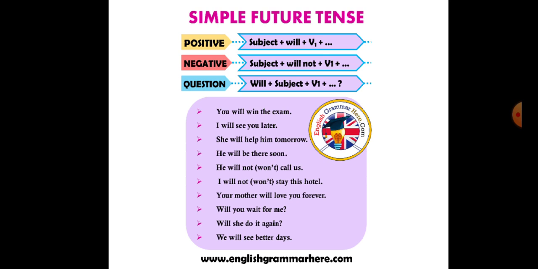The positive structure is subject plus will plus V1. V1 means the present form of the verb. The negative: subject plus will not plus V1. Question: will plus subject plus V1 plus object. You see the examples. He will win the exam. This is the positive form.